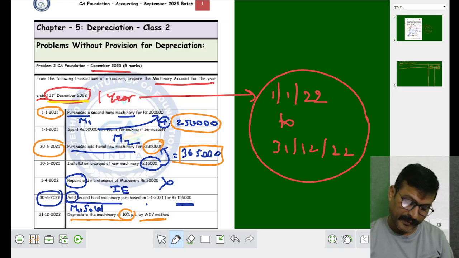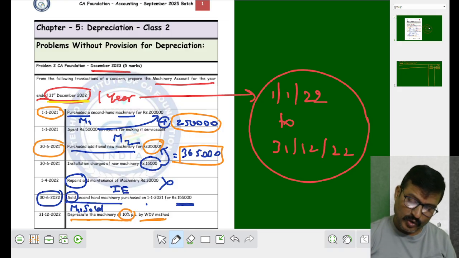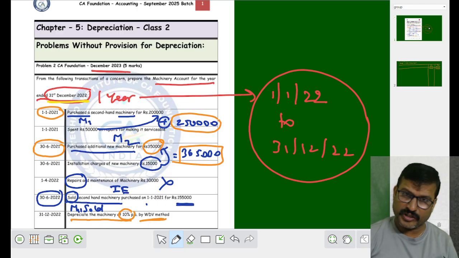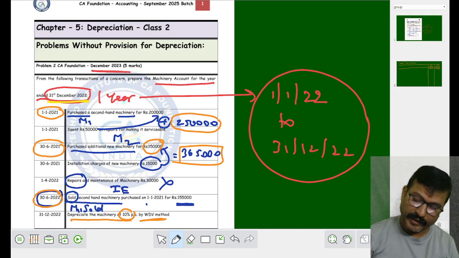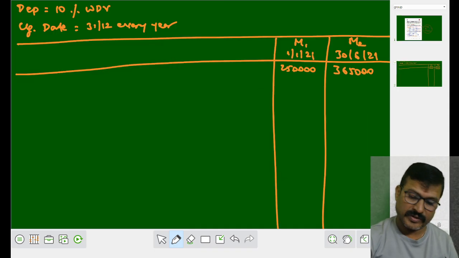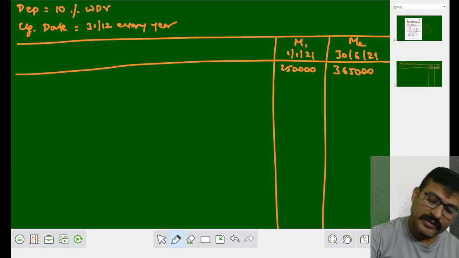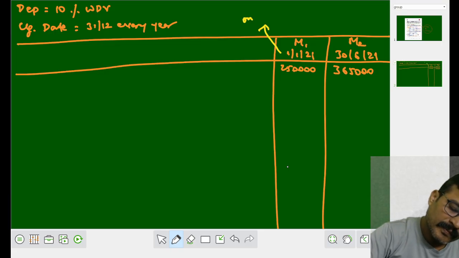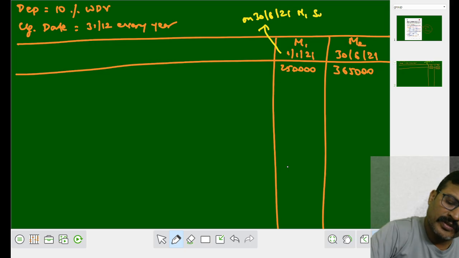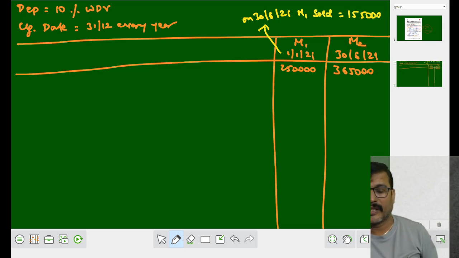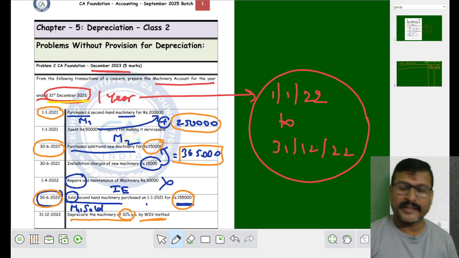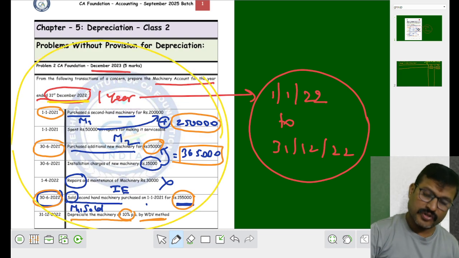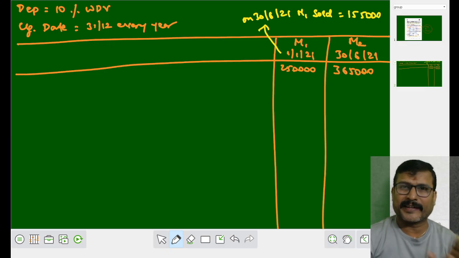Then what did we do? Repairs should not be taken. Sold the second hand machinery purchased on January 21, means M1 is sold on when? 30th June 22 for 1,55,000. When this M1 is sold, so here I write on 30th June, which machinery is sold? M1 is sold for an amount of rupees 1,55,000. See students, the whole question is being converted into this particular concept.